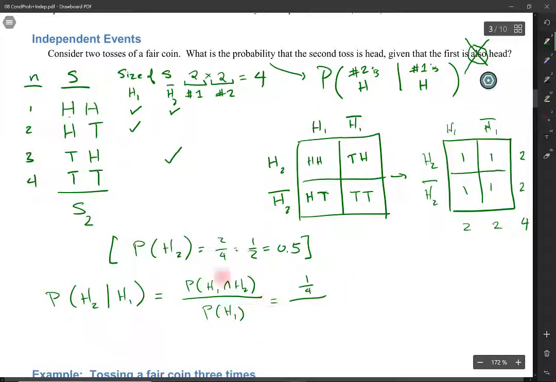So what's the probability that the first one's ahead and the second one's ahead? 1 out of 4. And then what's the probability of H1? H1 is really 2 out of 4. So here's the numerator, and then I'm going to do the reciprocal for the denominator. When I divide by a fraction, I can multiply by the reciprocal, and so I get a half, which is equal to 0.5.